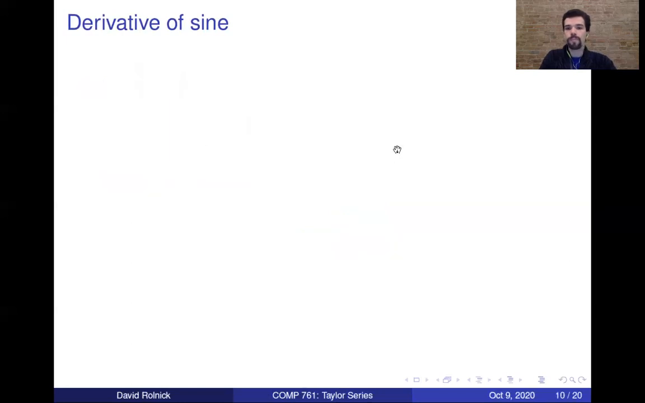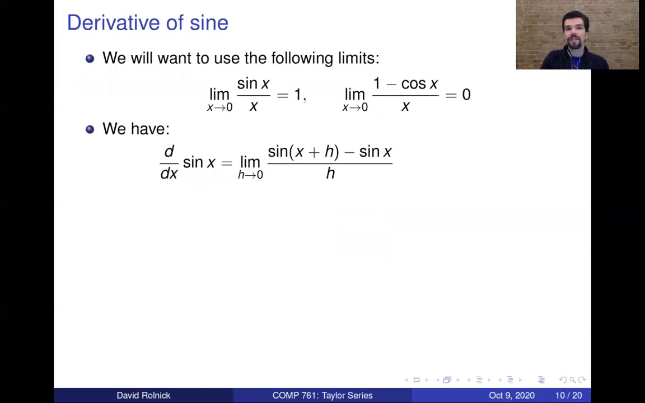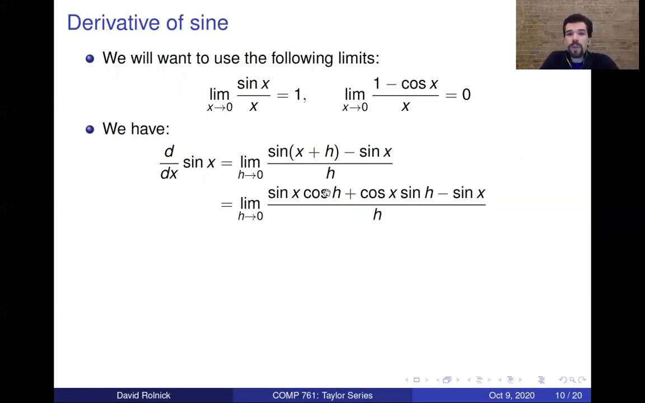OK. So how do we use that? We have these two limits. Let's use them to get the derivative of sine. So let's go back to the definition of the derivative. The derivative of sine of x is the limit as h goes to 0 of sine of x plus h minus sine of x over h. Let's use the sine angle addition formula, which we could prove if we wanted to, but I'm not going to do that. This is the sine angle addition formula for any two angles, x and h. So this is what it's equal to.